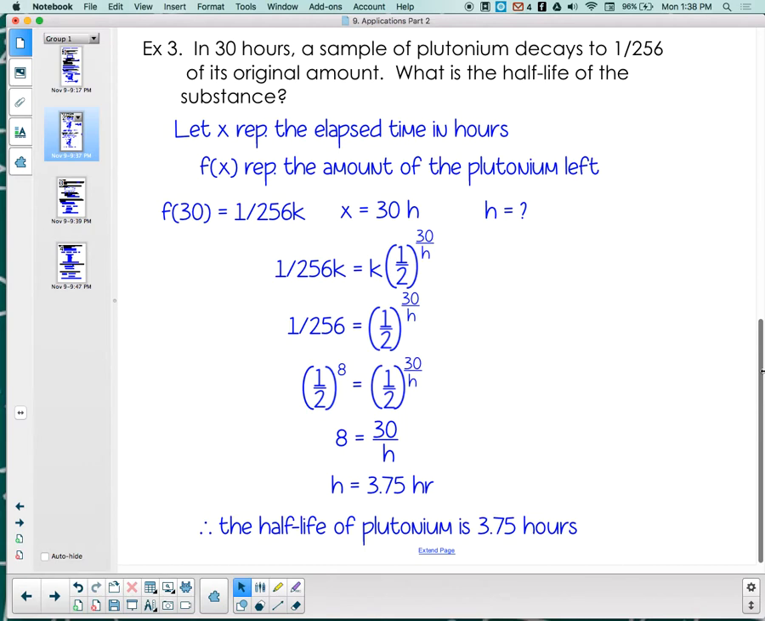From here, again, we need a common base. So we need to change our 1 over 256 to a lower base, which in this case was a half. For half-life questions, your common base is always going to be a half. So you've got to figure out what half to the exponent will give us 1 over 256, which is 8. Again, we can set our two exponents equal to each other. So 8 is equal to 30 over h. Solving for h, you're going to get 30 divided by 8, which is approximately 3.75 hours.